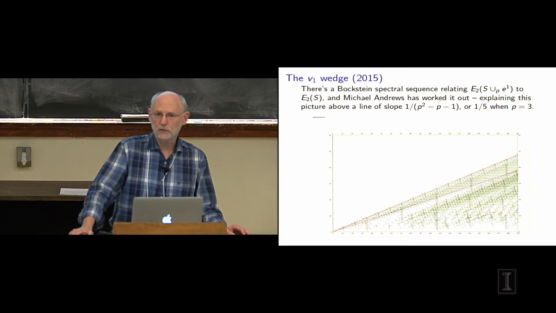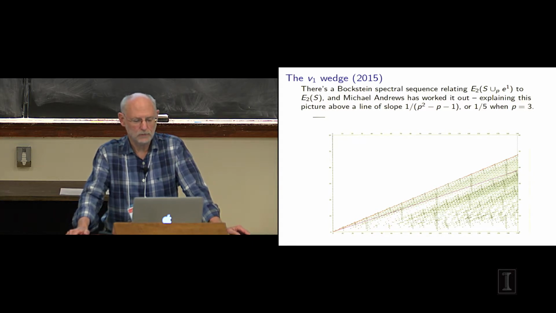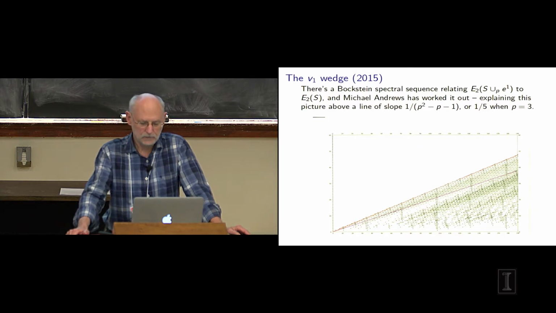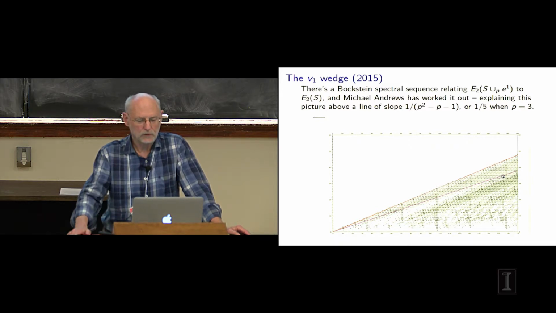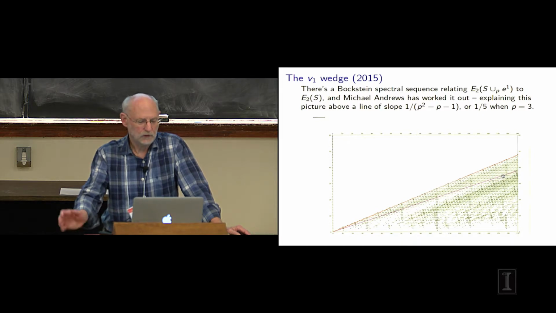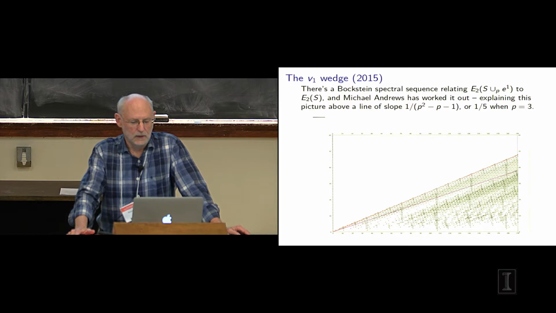But let's get back to the sphere now. So here's the picture of the E2 term for the sphere again, and I've called attention to this wedge between slope 1/4 and slope 1/5. My calculation worked this out for the Moore space, and you just get a polynomial tensor exterior algebra with just a D2 in it.